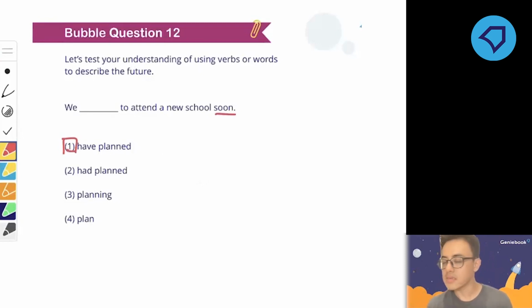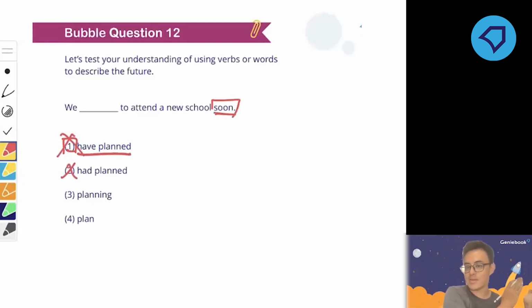The word soon tells us that this action hasn't happened yet. So the action of planning has not yet happened because it will happen soon. Have planned means that it's already happened, but it cannot be because it says soon. So number 1 is wrong. Had planned is even worse because it means that the plan happened in the past, but it's supposed to happen soon. So you cannot use number 2.